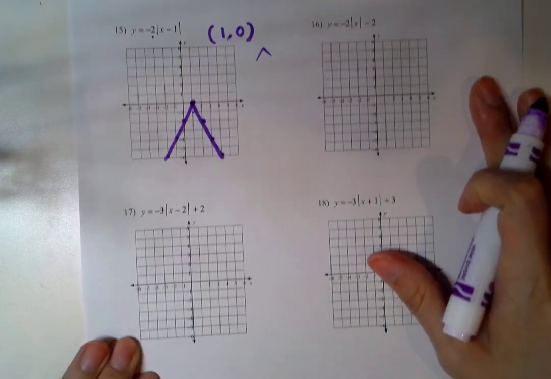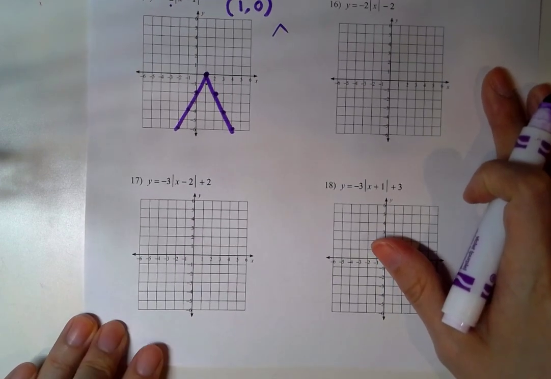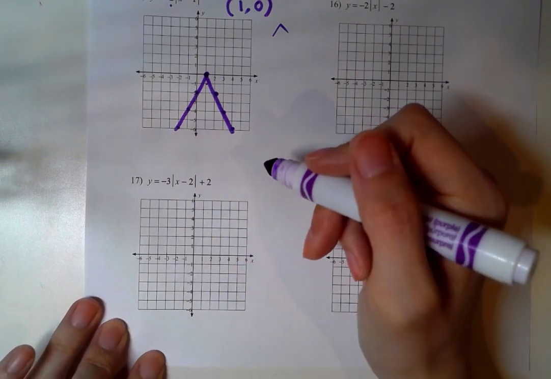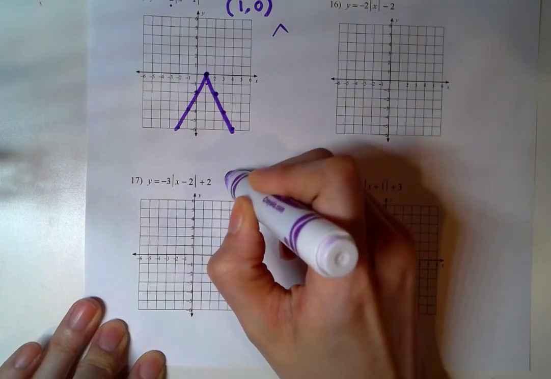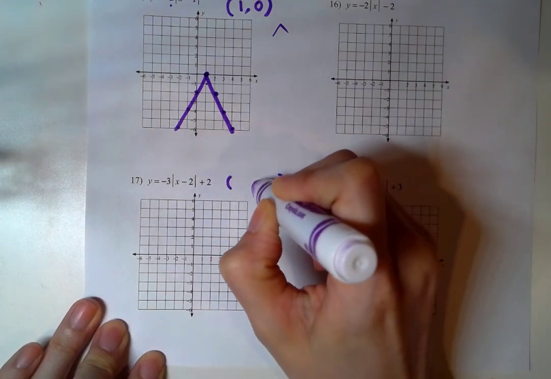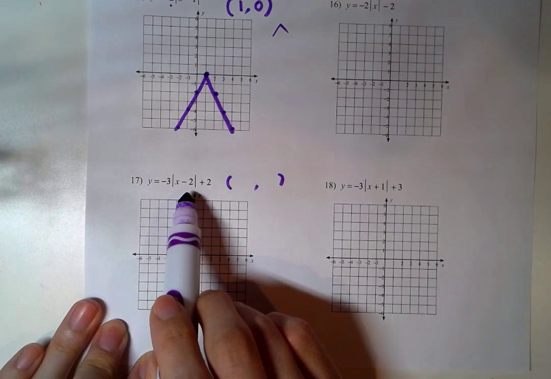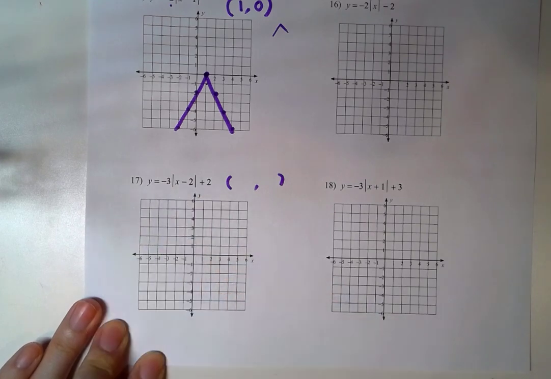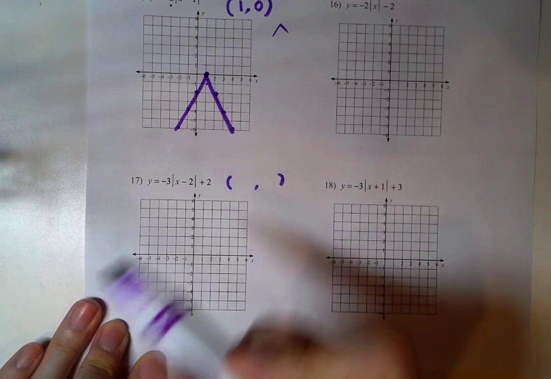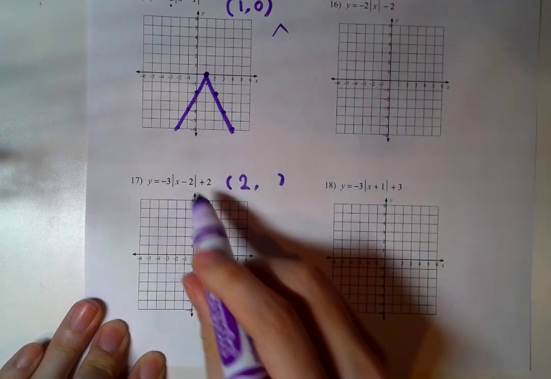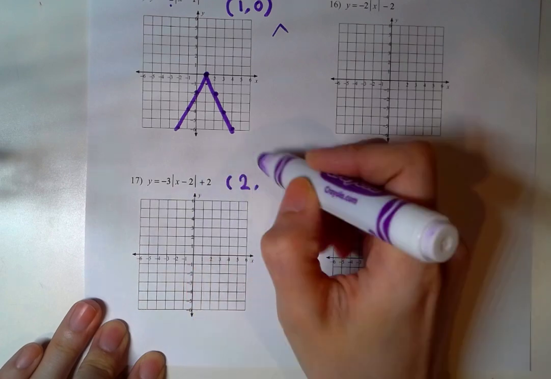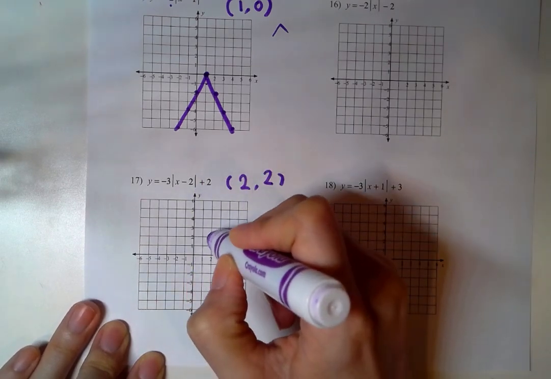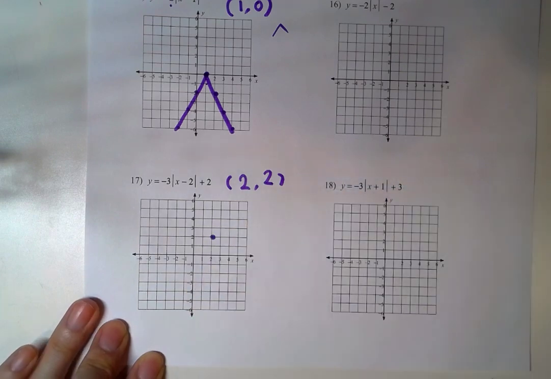And let me try 17. Right? So tell me my vertex. Jennifer, what's my vertex here? Opposite sign. What's the opposite sign of negative 2? Opposite number, 2. And that number you just use directly. You don't change anything. Right? So 2, 2. That's my vertex.